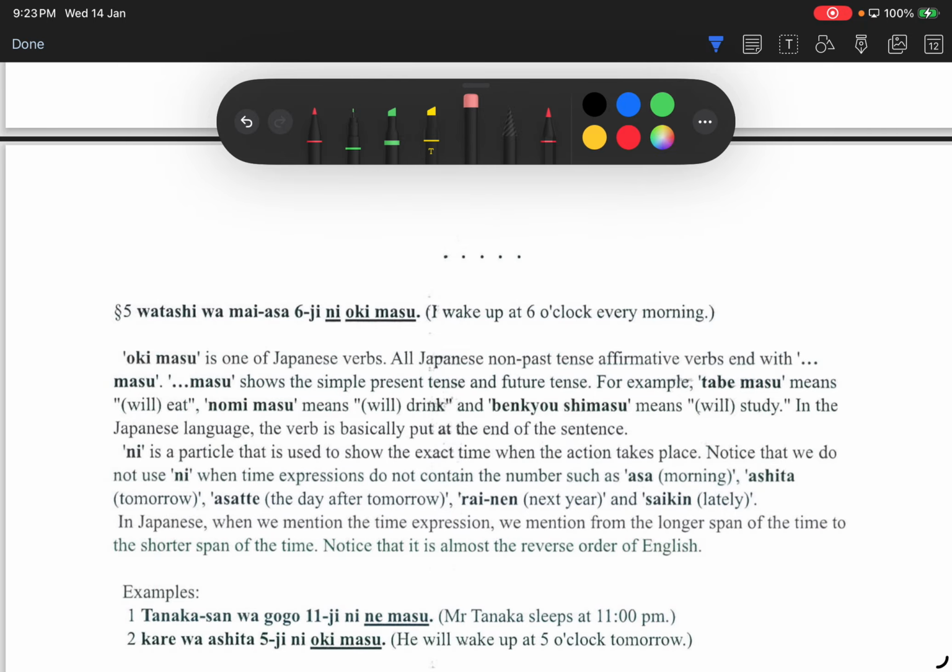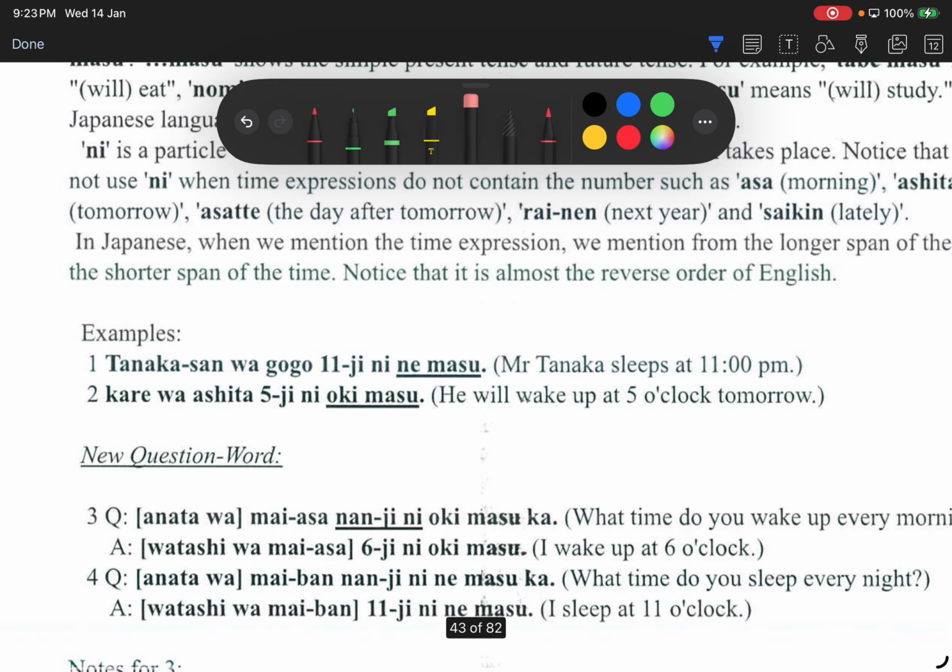Okay, so now we go on with the examples. Example number 1. 田中さんは午後11時に寝ます. So at 11 o'clock, 寝ます, sleep. They specified what time? 午後, so it's PM, so 11 PM. 午後11時に寝ます, at 11 PM, I sleep. Okay, next one. 彼は明日5時に起きます. At 5 o'clock, 起きます is wake up. So at 5 o'clock, wake up.